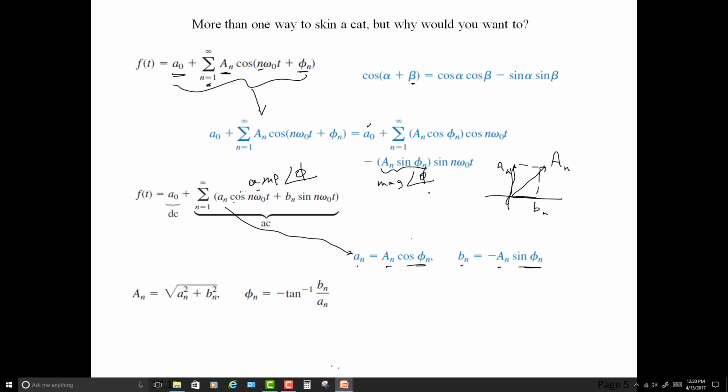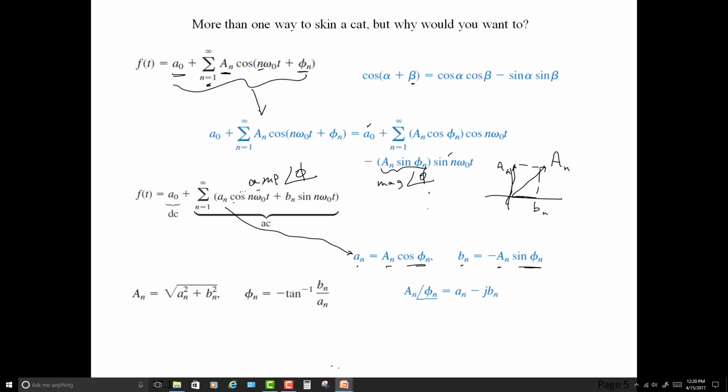Here you see what I just drew, right? A sub n is the square root of the sum of the squares, and the angle is the inverse tangent. You can think of it this way. It looks like I drew it upside down relative to this because I didn't pay attention to the minus sign, but the picture is the same.